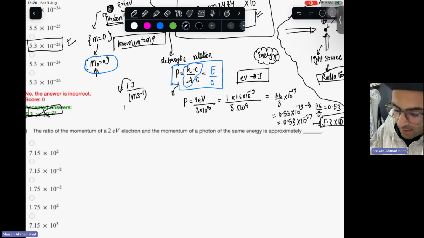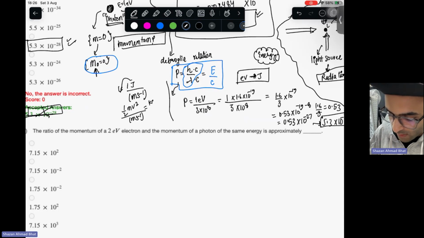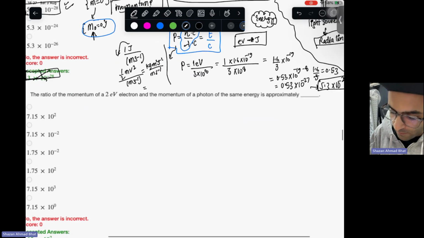So its unit will be similar to half of mv square. There will be meter per second in the denominator. So the unit of the numerator here will be kilogram meter square per second square, and it will be divided by meter per second. And there, meter goes, and kilogram meter per second will be the unit of this.